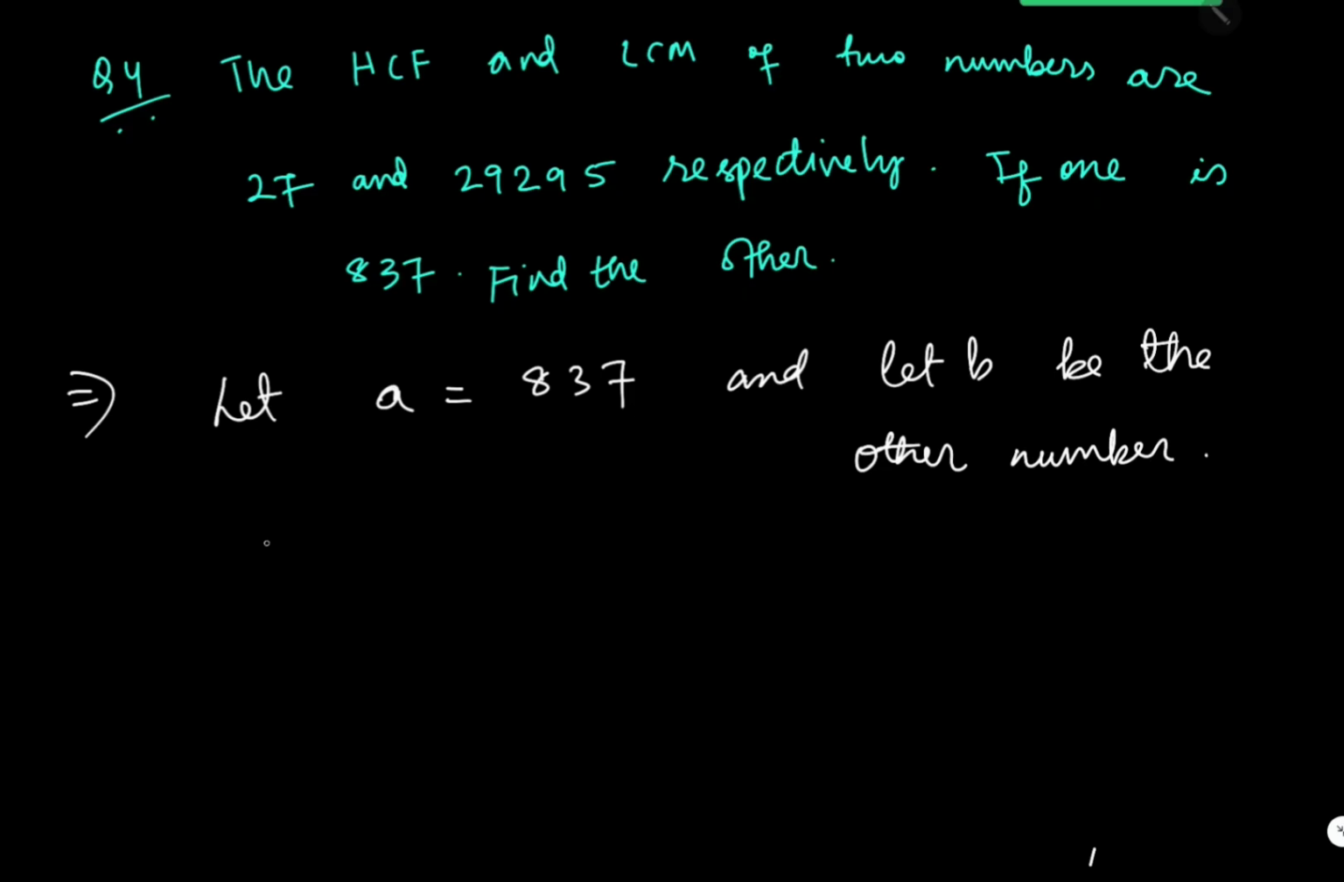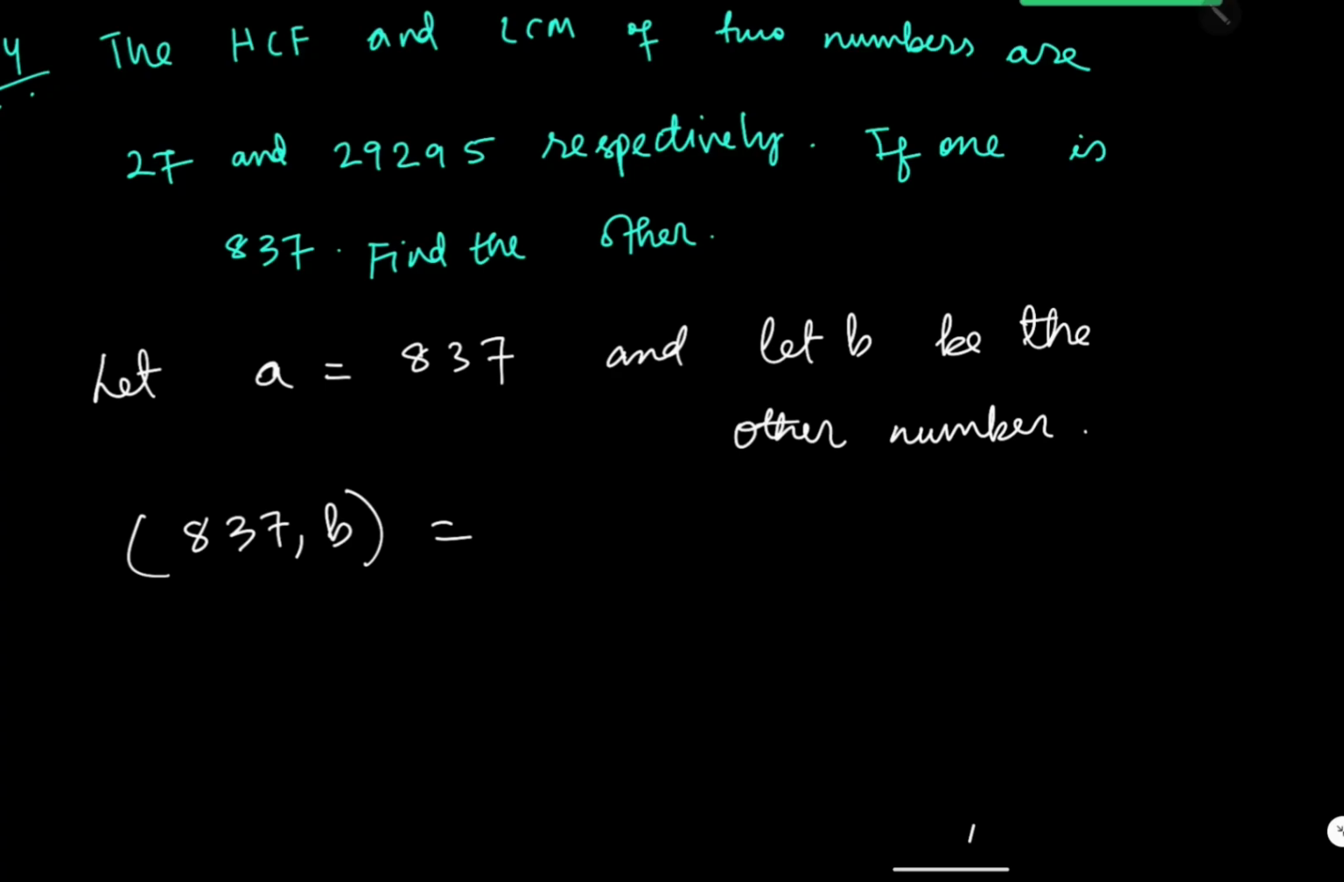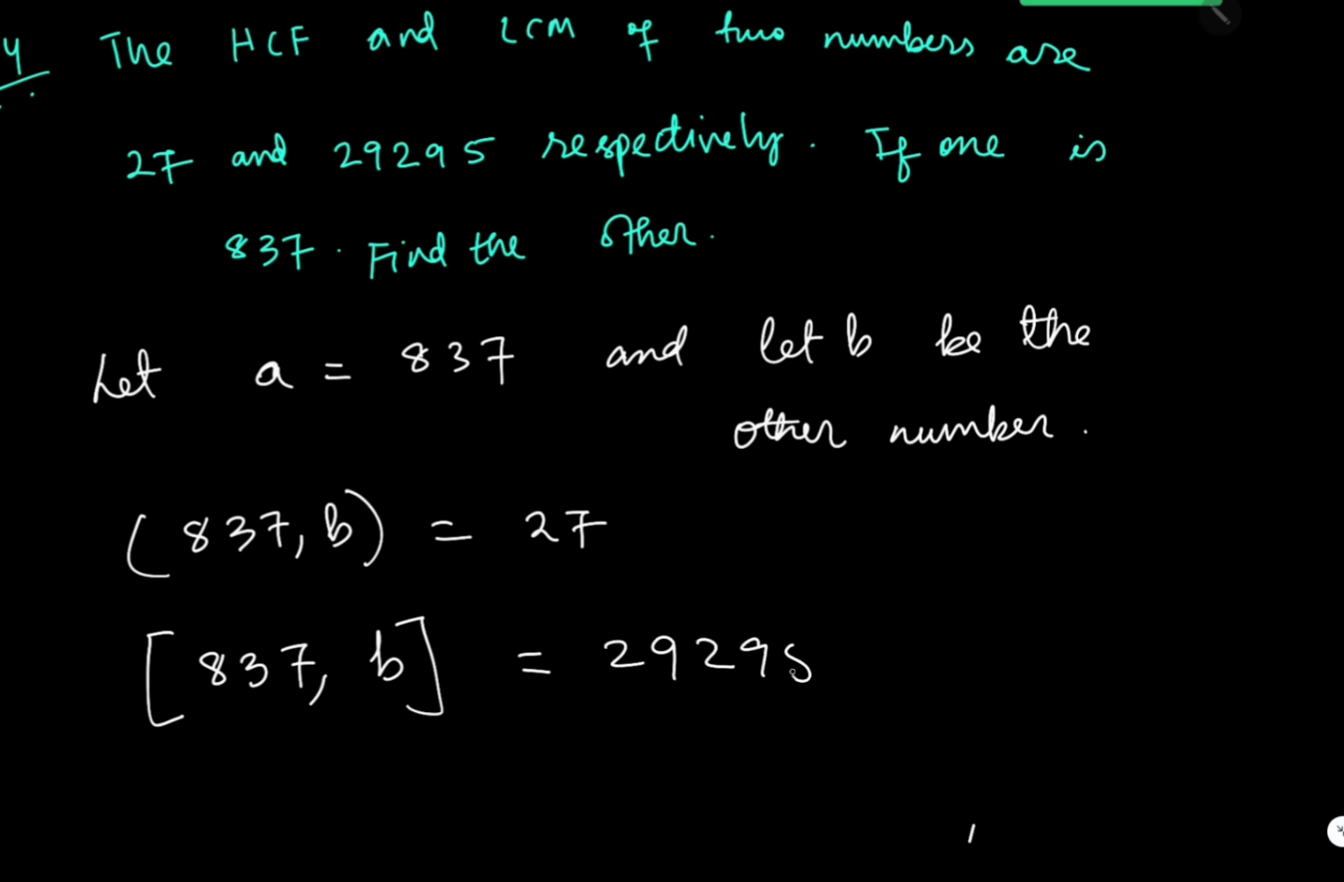That means 837 and B in the first bracket represents the HCF of two numbers, this is 27, and the LCM, which will be expressed in the third bracket, is 29295. These are given, and we need to find the other number, that is B.